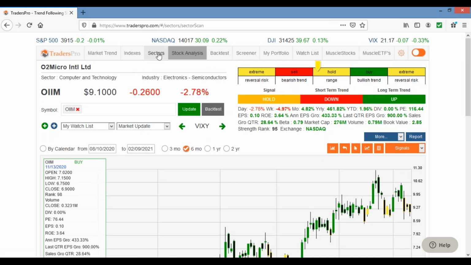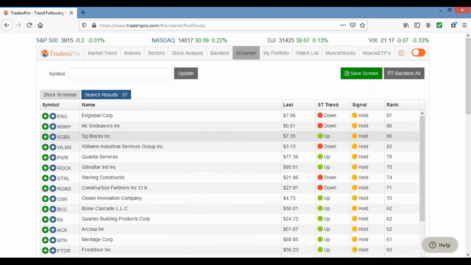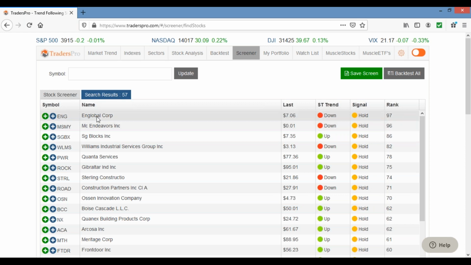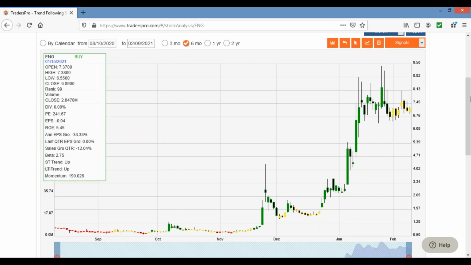And then lastly, under construction, the holds right here, I like the one at the top, 97 strength rank, ENG. And kind of the same thing, you're seeing it consolidate a little bit sideways right here.